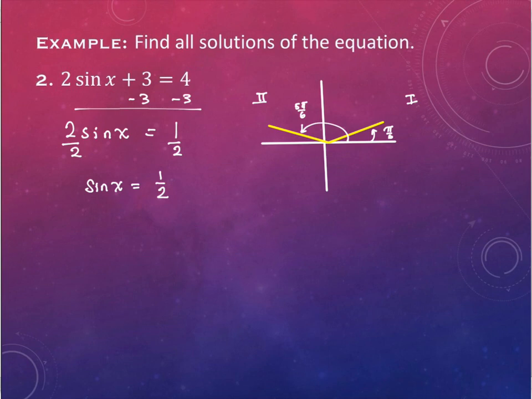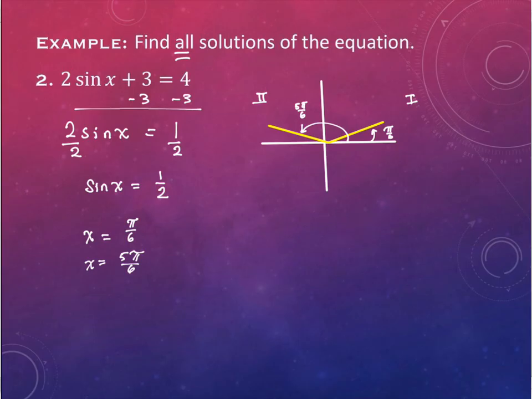So we first identified 2 locations. We identified pi over 6, and we identified 5 pi over 6. And sometimes your directions will say, I only want the solutions between 0 and 2 pi. And if it said that, we would be done. This problem doesn't say that. It says all, doesn't it? All solutions. So here's what we do.